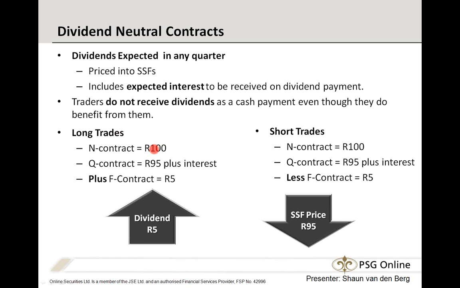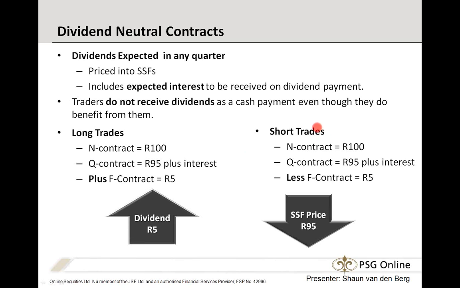Now, the end contract consists of two contracts. There's a Q contract and the F contract. The Q contract is the share price, and the F contract is the dividend. So let's say, for example, we expect a 5 Rand dividend being paid out in the next 90 days. You'll find that you receive the dividend, but the price drops by the dividend. So that's why I always say it's neutral. You don't actually get the dividend.